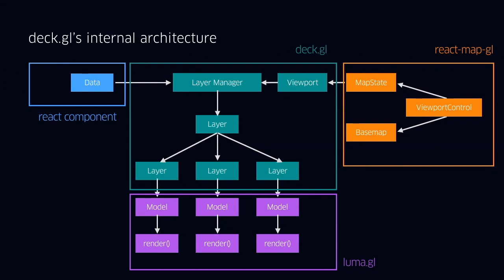deck.gl inside contains this thing called a layer manager. And this layer manager can manage multiple layers. You could imagine a GeoJSON layer, and as you're parsing the GeoJSON data, you can offload some computations to a point layer, offload some computations to a polygon layer, offload other computations to a path layer or a line layer. So that happens under the hood. You don't really need to know much about it.